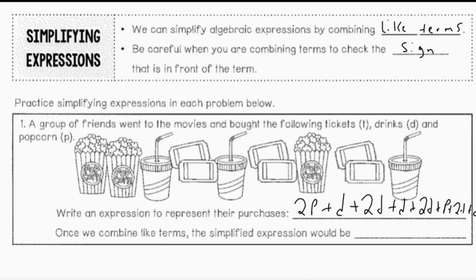Notice there's 3 popcorns total, so that would be 3p. I have 3 drinks, so that would be 3d. And lastly, I have 6 tickets, so that would be 6t. So my simplified expression would be 3p plus 3d plus 6t.